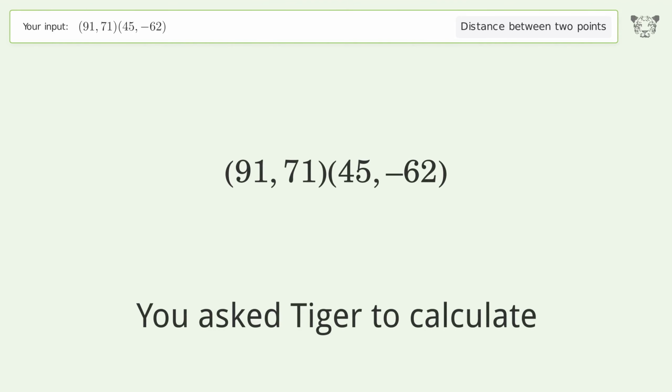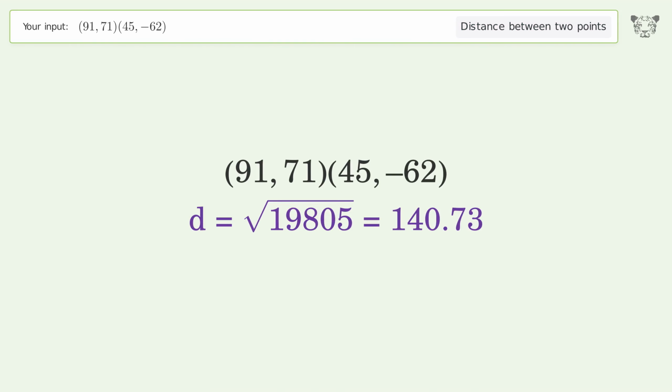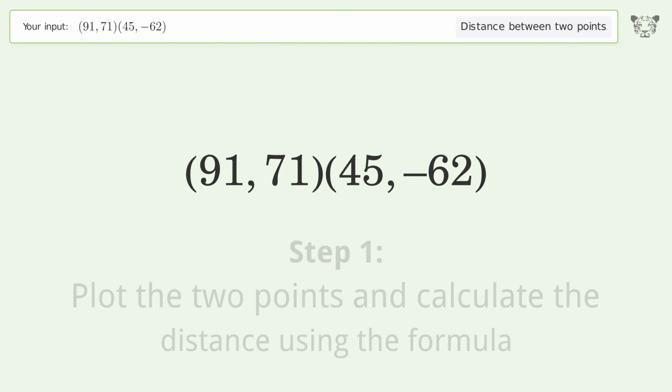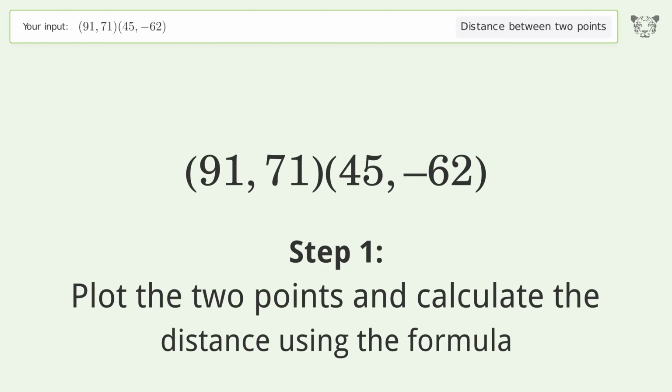You ask Tiger to calculate. This deals with the distance between 2 points. The distance between the 2 points is the square root of 19,805 or 140.73. Let's solve it step by step. Plot the 2 points and calculate the distance using the formula.